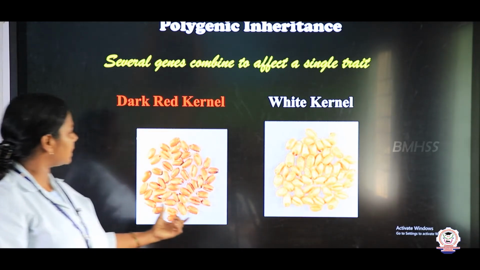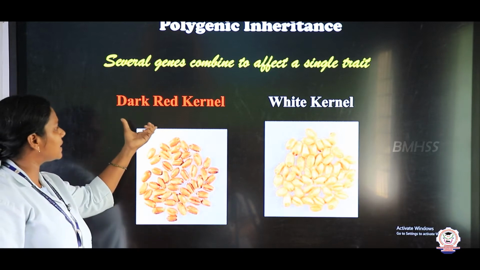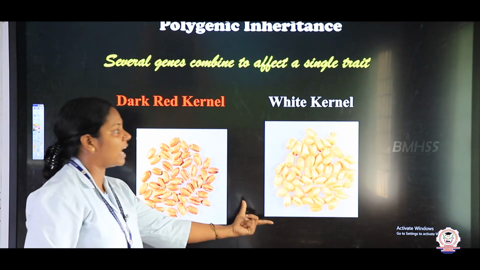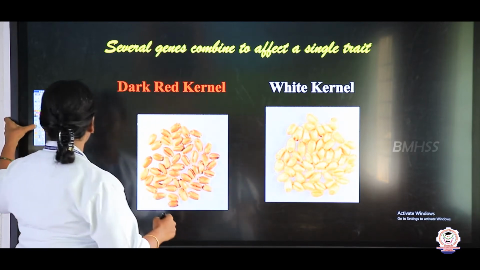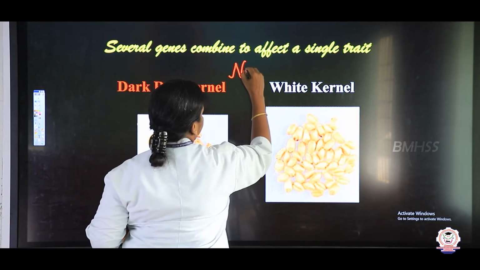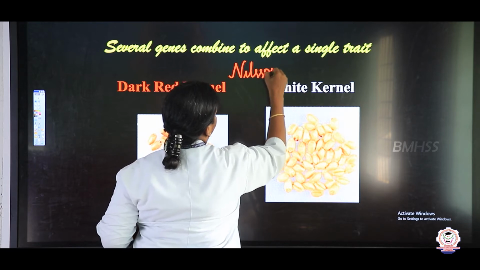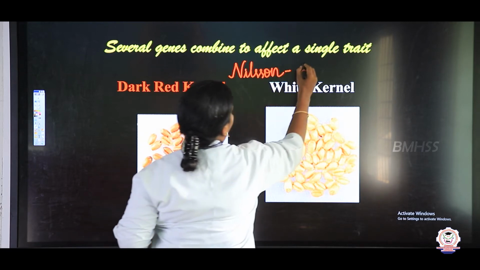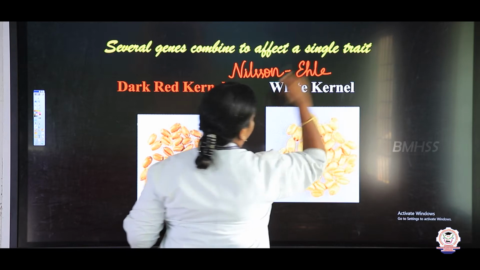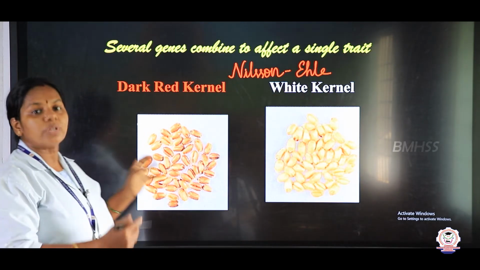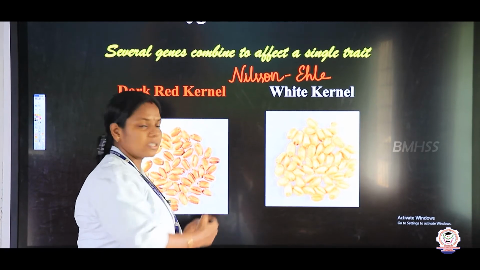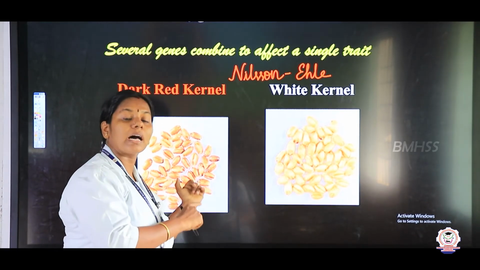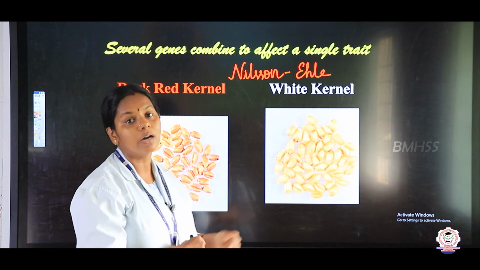Here you can see the two wheat kernels, one is a dark red and another one is a white kernel. A person named Nilsson. What was the name, children? Nilsson Ehle. He was the person who described this polygenic inheritance with the help of the wheat kernel, where a dark red kernel is crossed with the white kernel.